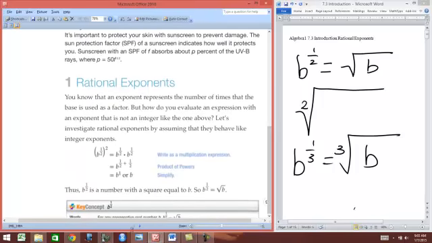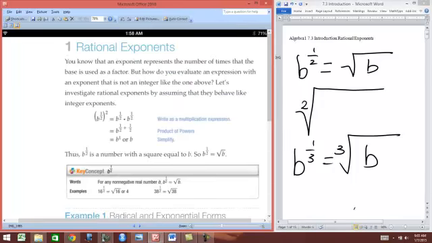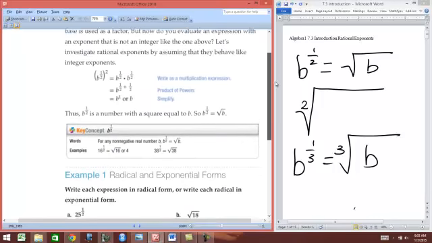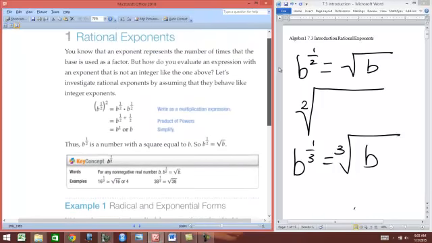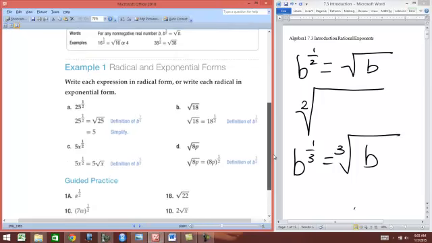Now let's go on to the next page. We got a little thing here. For any non-negative real number, b to the 1/2 equals the square root of b, and so on, depending on what the root is. Now let's just go through the examples here. The best way to learn this stuff is just to do it. We're going to write each expression in radical form or each radical in exponential form.